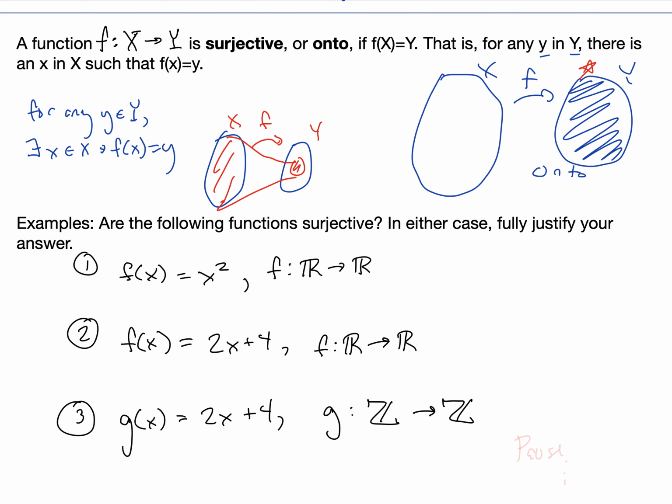Are the following functions surjective? Whether they are or are not, fully justify your answer. So 1, f of x is x squared, f mapping the real numbers to the real numbers. 2, f of x is 2x plus 4, again, f mapping the real numbers to the reals. And finally, g of x is 2x plus 4, where g maps the integers to the integers. So pause and try those out. We'll talk about them in a moment.